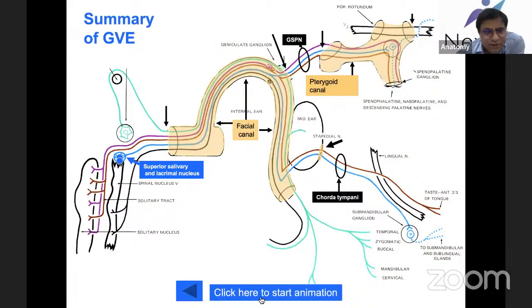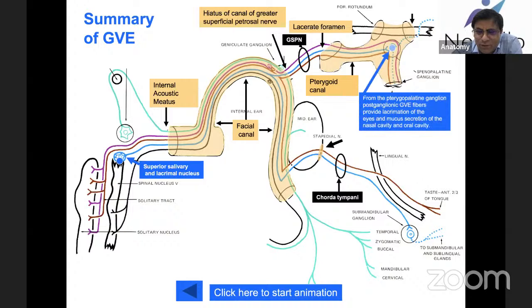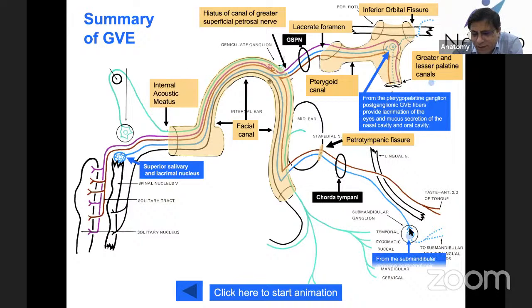Now the summary here of general visceral efferent: I told you the two nerves. The greater superficial petrosal nerve will innervate the lacrimal gland and the mucosal glands from the nasal cavity, oral cavity, pharynx, and soft palate. Now these impulses are reaching through this chorda tympani and relaying here in the submandibular ganglion, and from there the fibers will reach the two glands, submandibular and sublingual salivary glands.